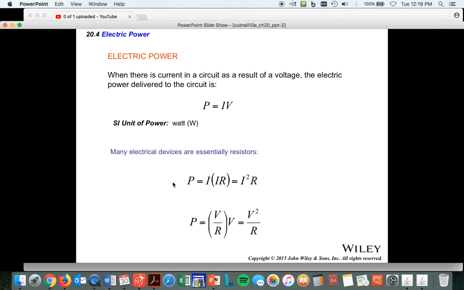many electrical devices are essentially resistors. So you got P is equal to I times IR, which is equal to I squared R. Okay, there's voltage. Remember, V is equal to IR, Ohm's law, and then the inverse of Ohm's law, where you're getting rid of I. So Ohm's law is V equals IR. So I is equal to V over R. So V divided by R using Ohm, and you get V squared over R. So you got these three equations for power, which make the problem easier to do.